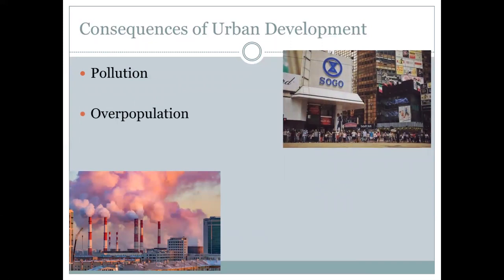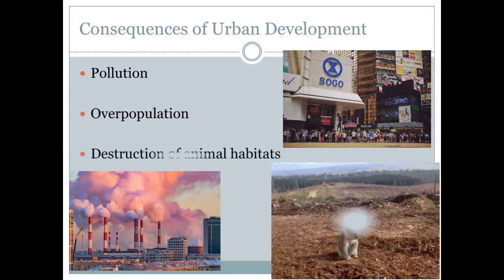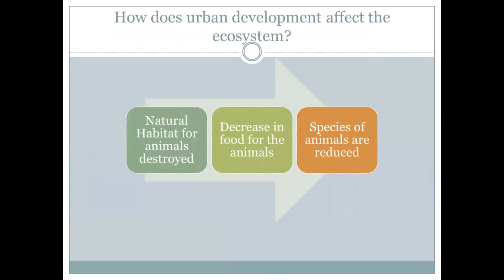Now, another consequence is overpopulation. The busy towns and cities may get you feeling very crowded, stressed, or pressured. In addition, the houses built in the urban area are usually more compact. Lastly, because we need land to do urban development, we have to destroy a lot of animals' habitats, which will damage the ecosystem.